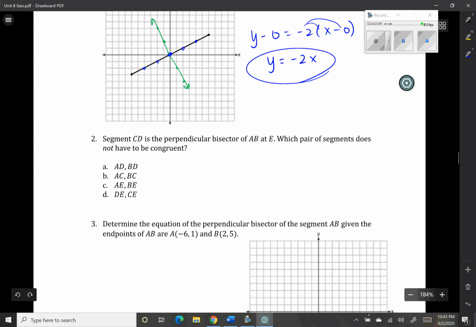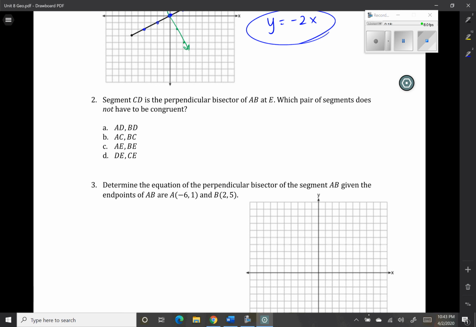Number 2 is multiple choice. This was actually a Regents question. It says segment CD is the perpendicular bisector of AB. So that sentence alone is telling you what's being bisected. AB is being bisected. So if we make the point AB, this line is being bisected at point E, meaning this segment and this segment are definitely the same size.